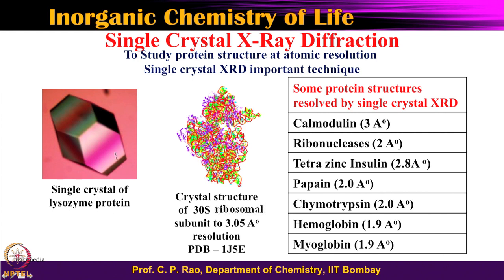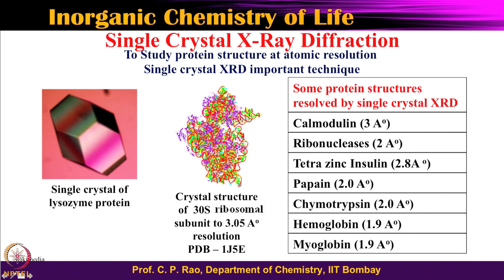One of the examples shown here is the lysozyme protein when you crystallize. Very nice faces you can see, it is a nice single crystal, and there is a structure shown here which is a crystal structure of the 30S ribosomal unit, and this is to 3.05 angstrom resolution. I will come to the resolution part in a while.